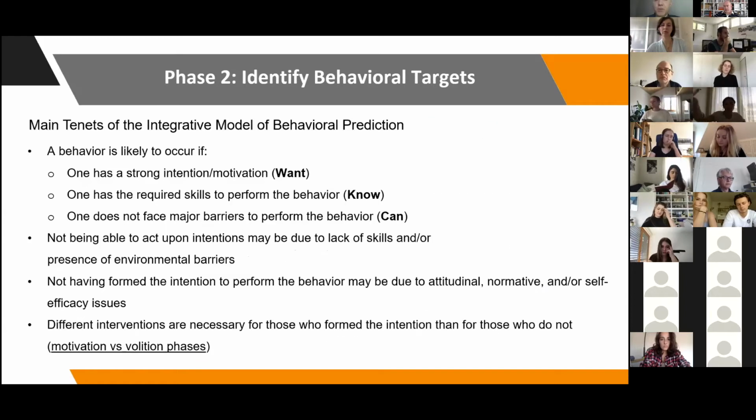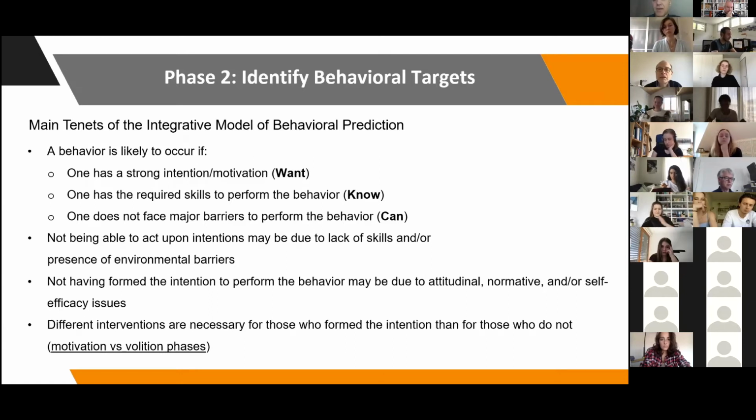So for example, according to this model, as I mentioned before, people will perform a behavior if they want to perform the behavior, if they know how to perform the behavior, and if they can perform the behavior. So "can" means that they don't face major barriers. According to this model, if you have the motivation to perform a behavior but you don't act upon that motivation, then it may be because you don't know how to perform the behavior. It has to do with skill or knowledge, or maybe you are facing barriers preventing you from performing the behavior. That's the rationale behind this model.